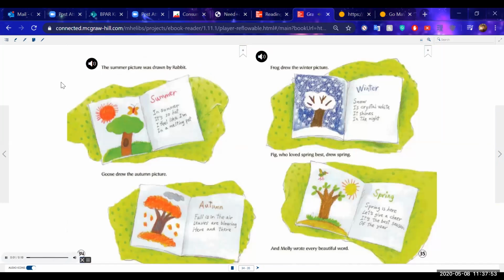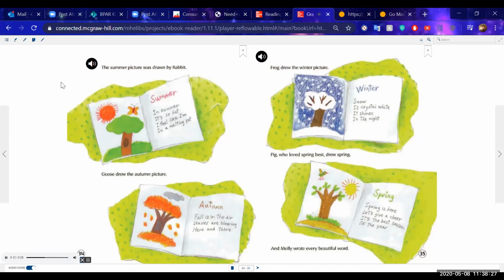The summer picture was drawn by Rabbit. Summer. In summer, it's so hot, I feel like I'm in a melting pot. Goose drew the autumn picture. Autumn. Fall is in the air, leaves are blowing here and there. Frog drew the winter picture. Winter. Snow is crystal white. It shines in the night.